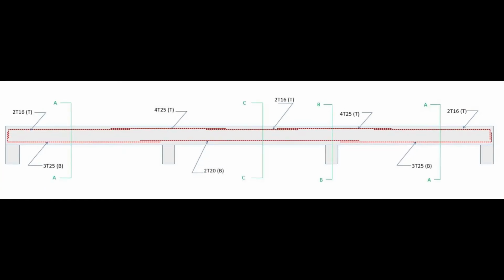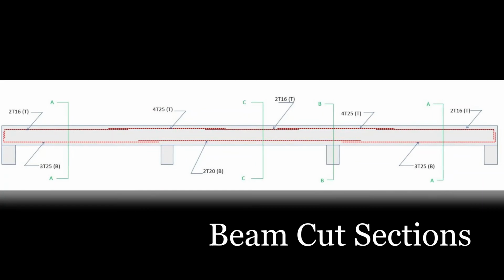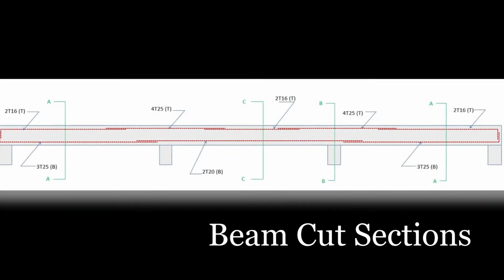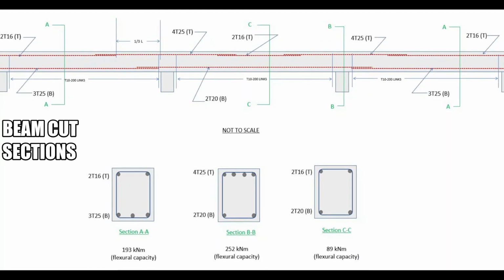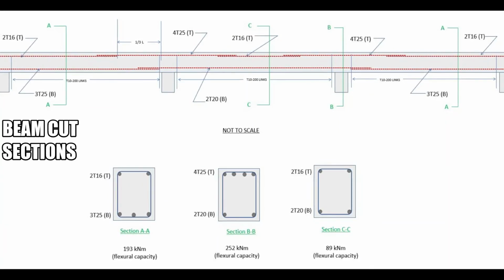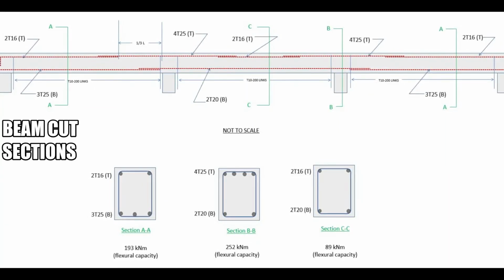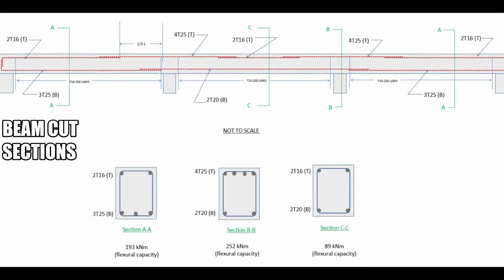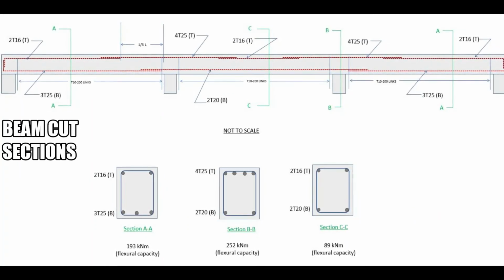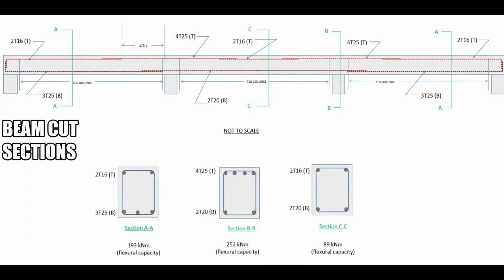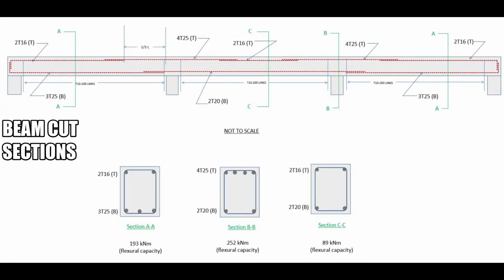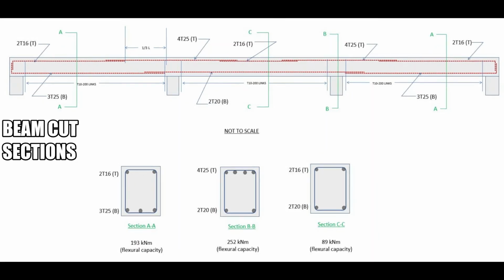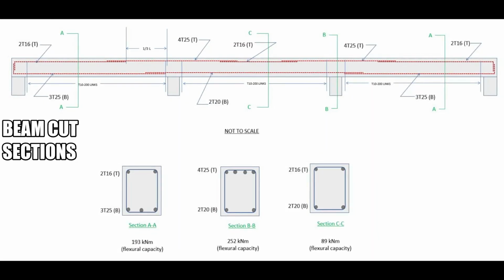So if we cut sections on the beam, it would look like this. For cut section A, we provided 2 numbers of T16 at the top and 3 numbers of T25 at the bottom. For cut section B, we provided 4 numbers of T25 as top reinforcement and 2 numbers of T20 as bottom reinforcement. For cut section C, we provided 2T16 at the top and 2T20 at the bottom.